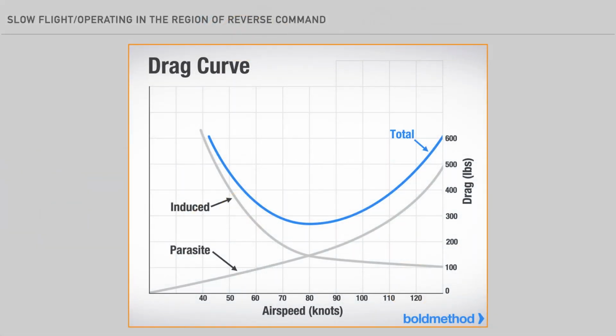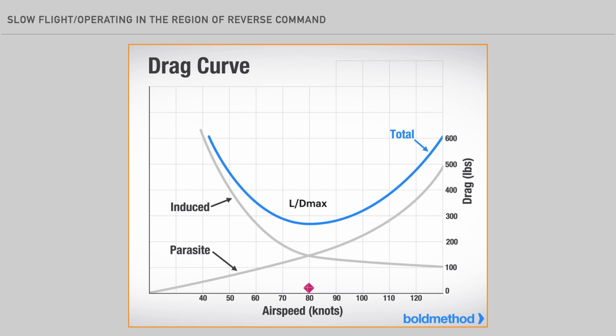Let's talk about slow flight, or operating in the region of reverse command. The L/D curve describes the effect of induced and parasitic drag on an airplane at varying airspeeds. At the bottom of the curve is our best glide speed. When we're talking about total drag, we're also referring to the thrust required to maintain a specific airspeed.